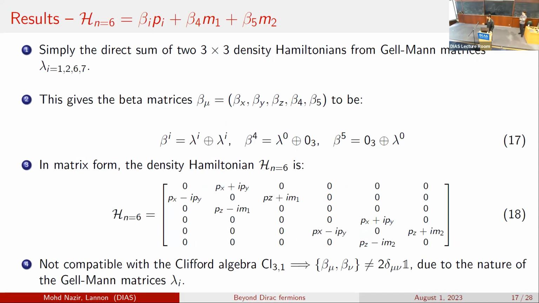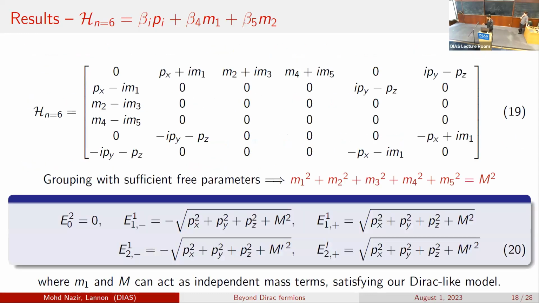And this yields these beta matrices, from this relation with the direct sum, where 0_3 is just a 3x3 zero matrix. This is the explicit form of the matrix for the 6x6 density Hamiltonian, and it is not compatible with the Clifford algebra due to the nature of the Gell-Mann matrices themselves, which are used to construct this density Hamiltonian. And there's another example that we got for the 6x6 case, not using the direct sum approach with the Gell-Mann matrices, but it utilized the terms.